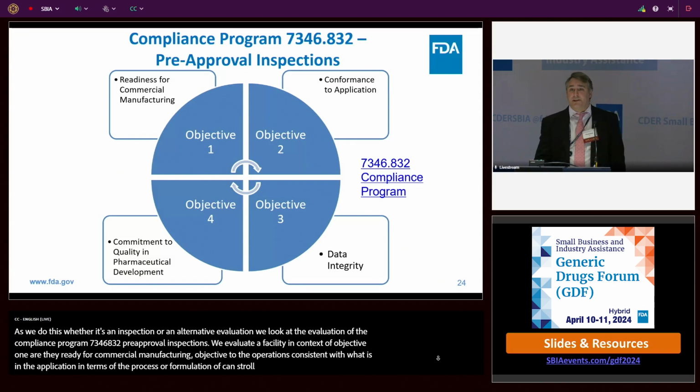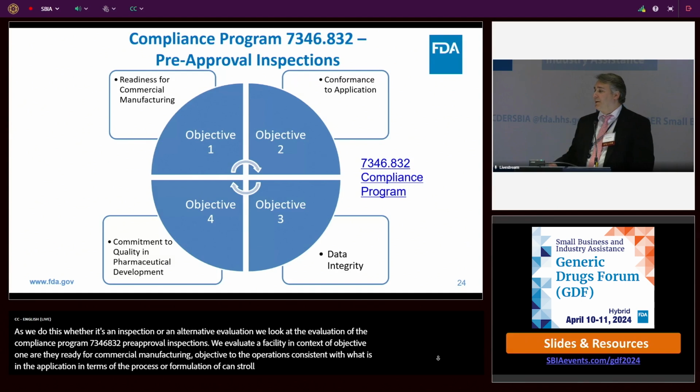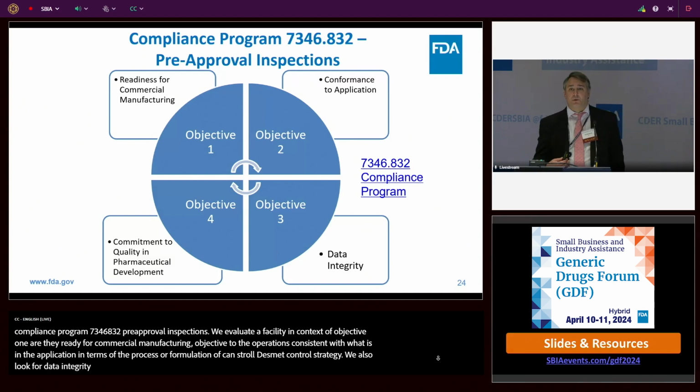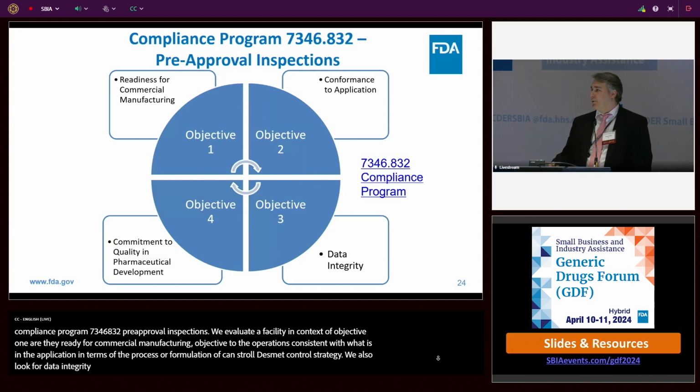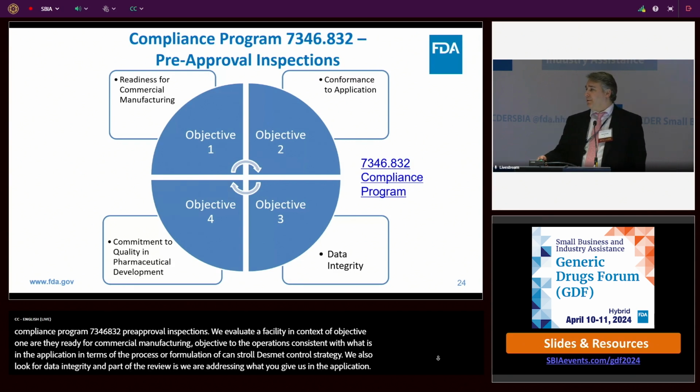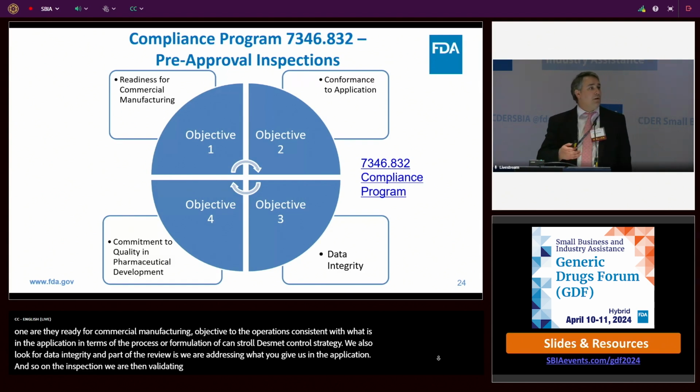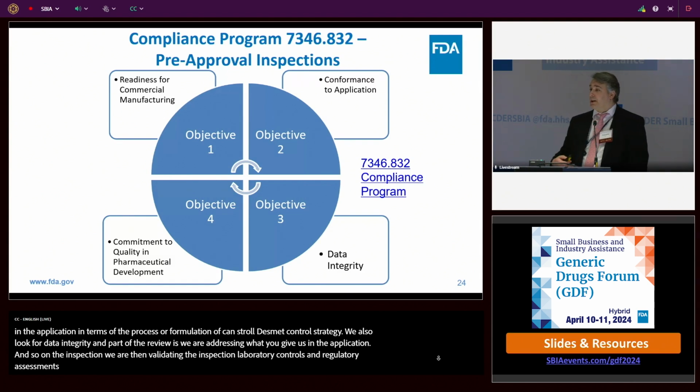We're then also looking for data integrity, right? One of the foundations of our review is that we're trusting what you're giving us in the application while we're conducting the review. So on inspection, we're validating through the laboratory controls, or possibly through remote regulatory assessments, whether there are concerns about the integrity of the data that we're looking at to inform our review.